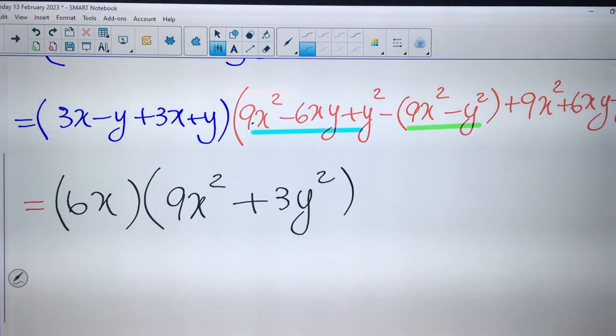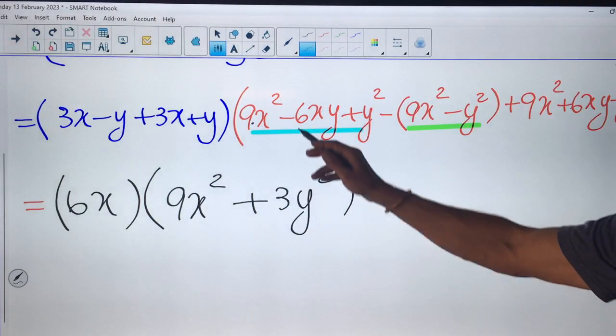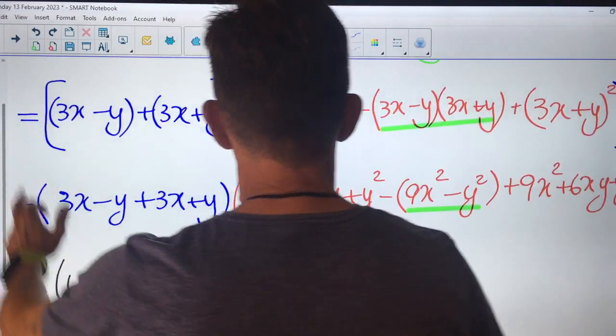Can you see that there's a 3 in here? What do you want to ask? I just want to ask, can you explain the second bracket again? This one, by the red one, sir. The red one. Yes. How I got from there to there.